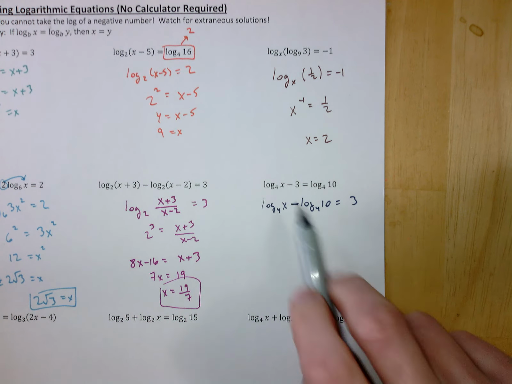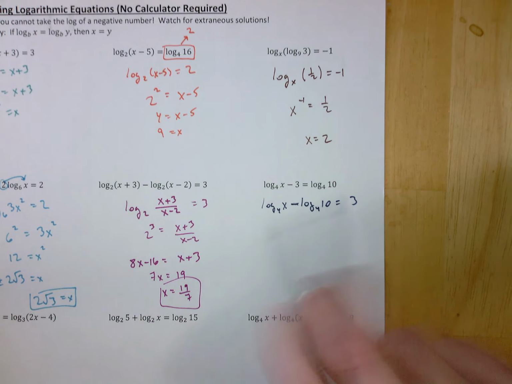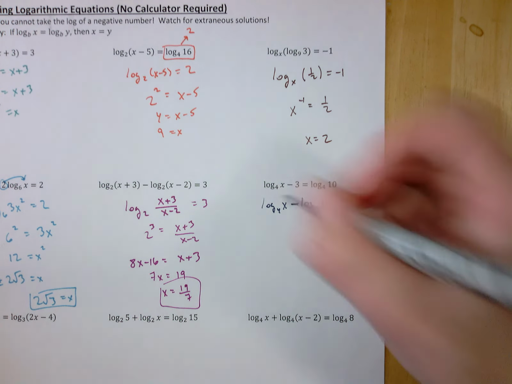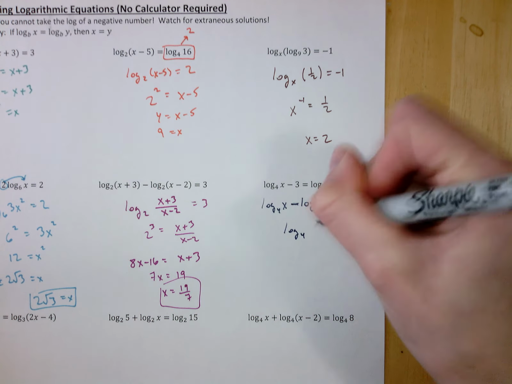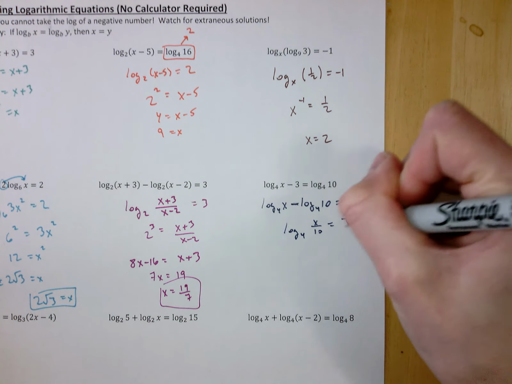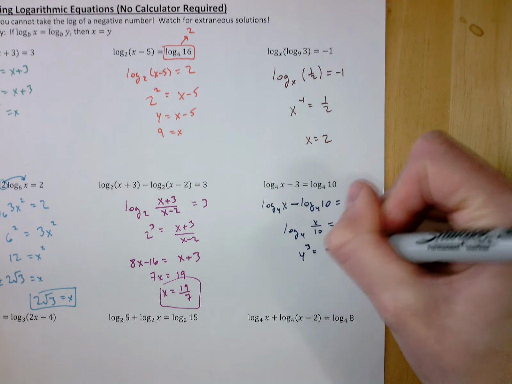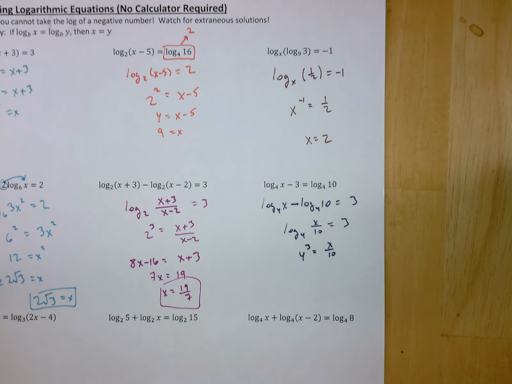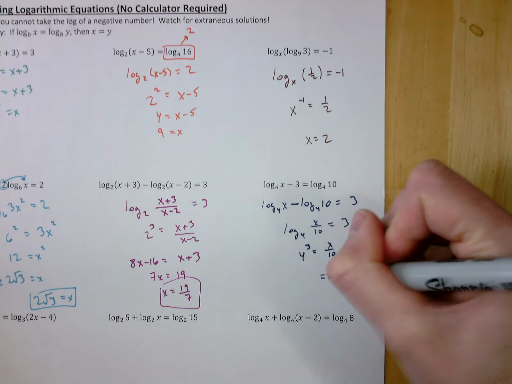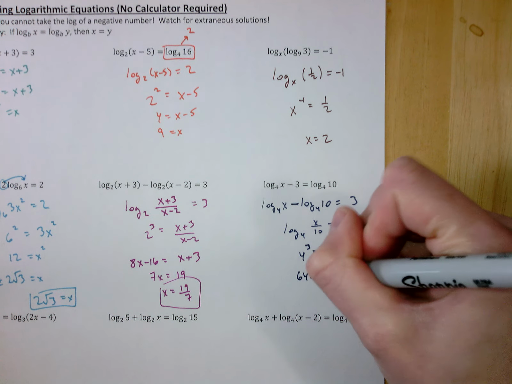It really doesn't matter. You could have subtracted this log from both sides and had it equal negative 3. Not a big deal. So then this is log base 4 of x over 10. And now I can convert. 4 to the 3rd power equals x over 10. 4 to the 3rd power is 64. And then when I multiply it by 10, it's going to be 640.